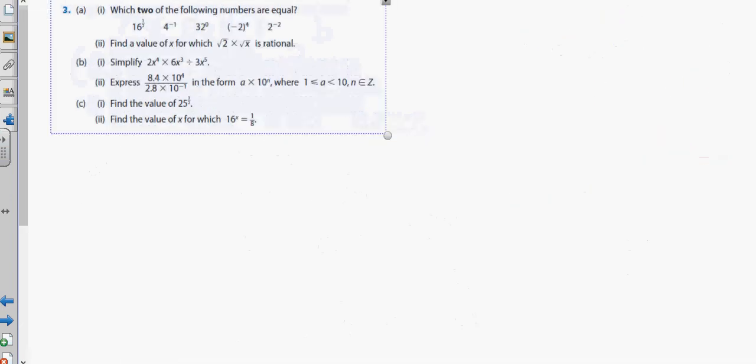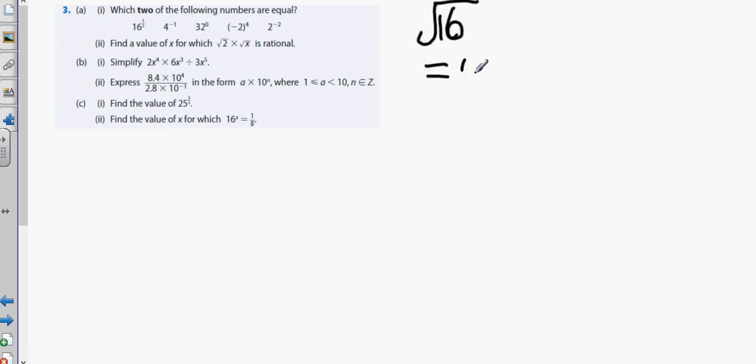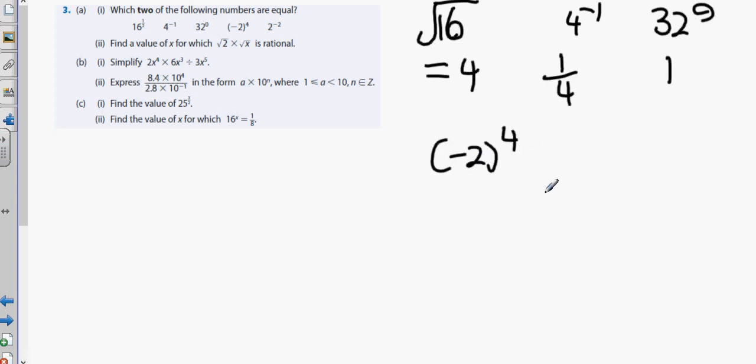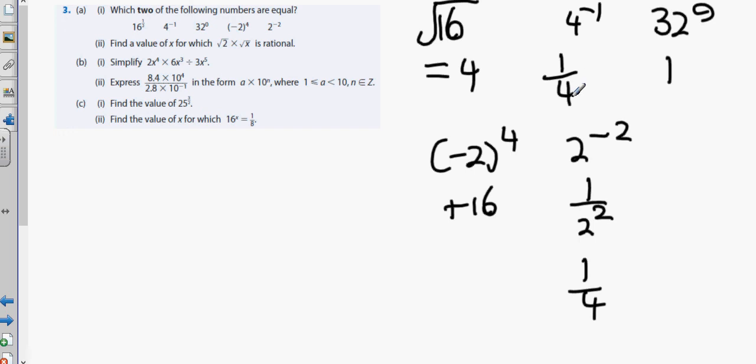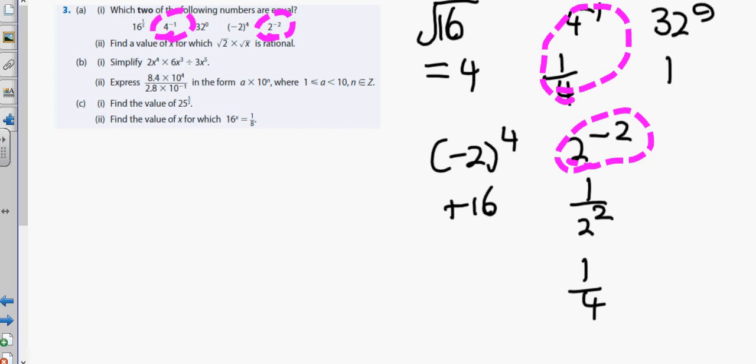Okay, next one. Which two of the following numbers are equal? So 16 to the power of a half is the same thing as root 16. That's 4. 4 to the power of minus 1 is a quarter. 32 to the power of 0 is 1. Minus 2 to the power of 4 is plus 16. And 2 to the power of minus 2 is the same thing as 1 over 2 squared, which equals a quarter. So two of them that are the same would be 4 to the power of minus 1 and 2 to the power of minus 2. So these two here.